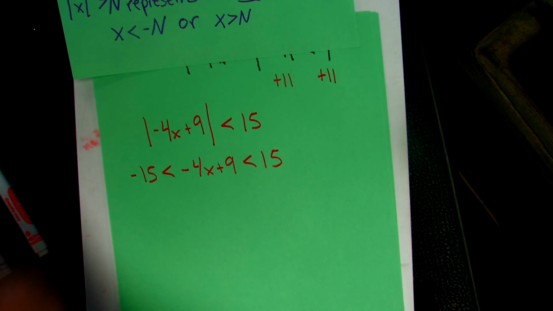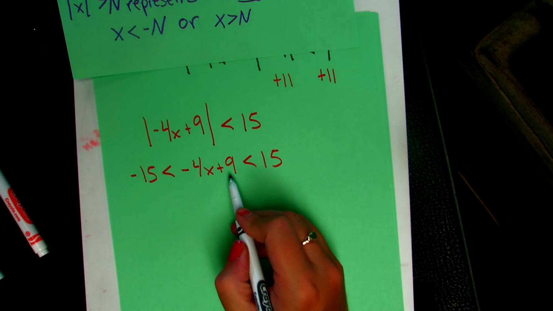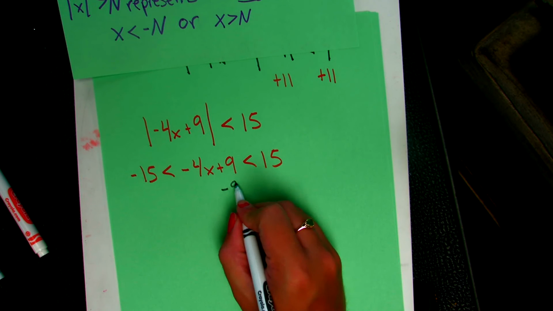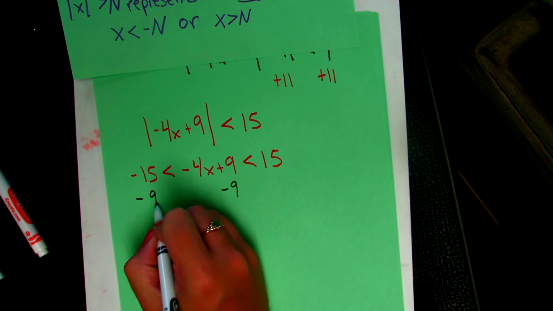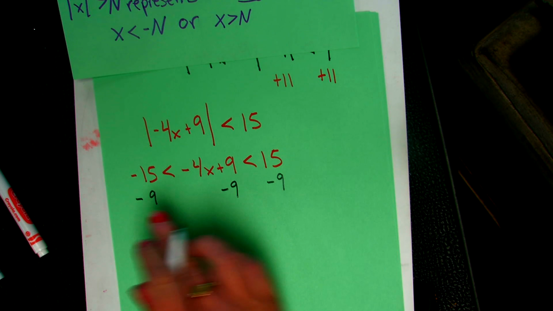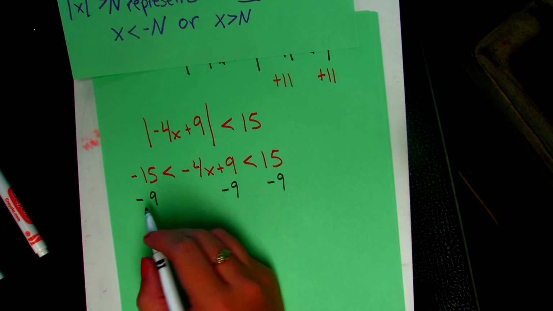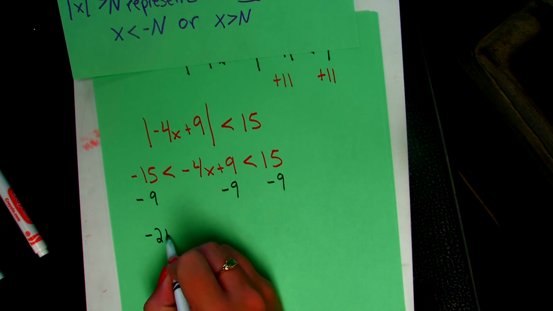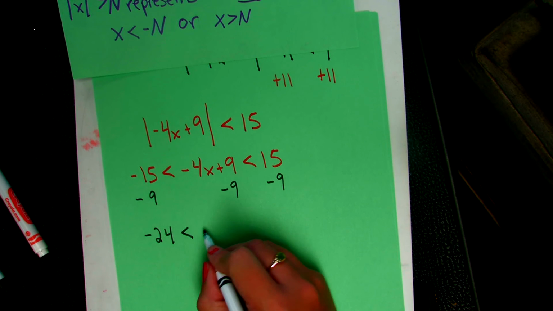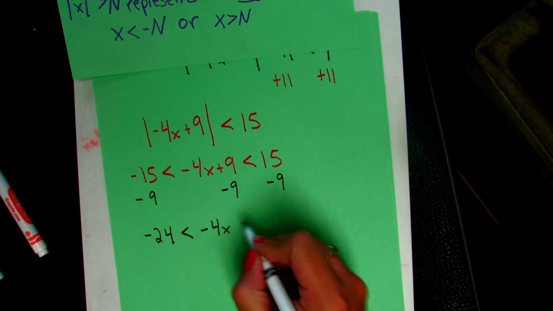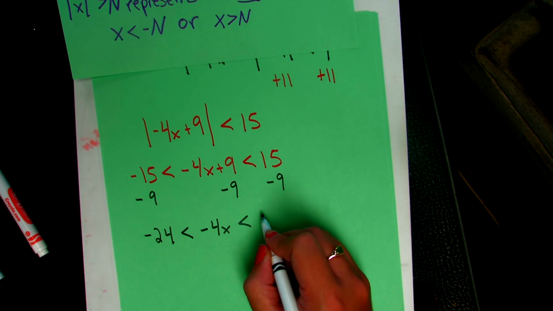All right, so I start solving for x. The first thing I want to do is subtract 9. When I subtract 9, I want to make sure I subtract 9 from all three parts. So negative 15 minus 9 becomes negative 24. This becomes negative 4x. And then 15 minus 9 becomes 6.